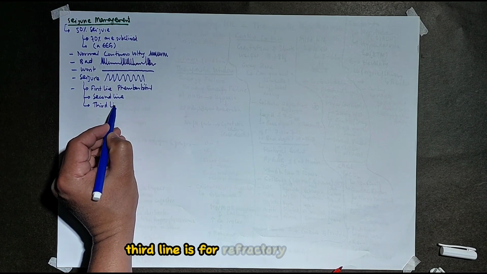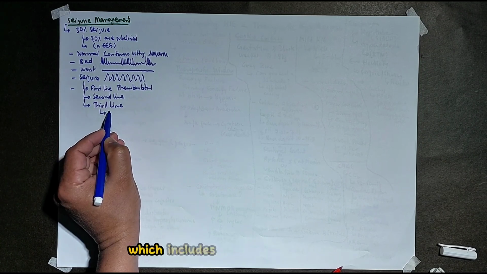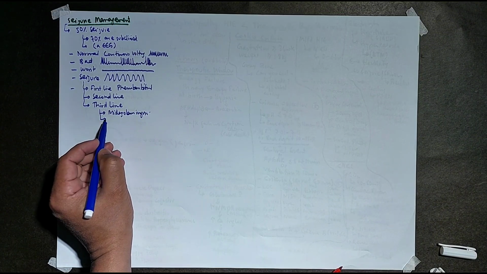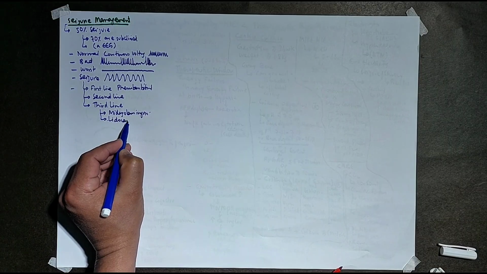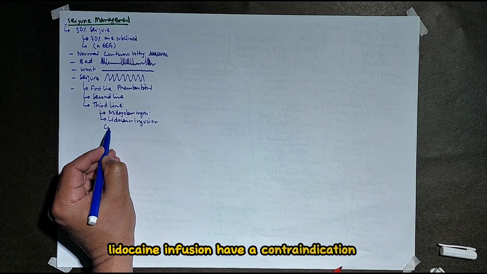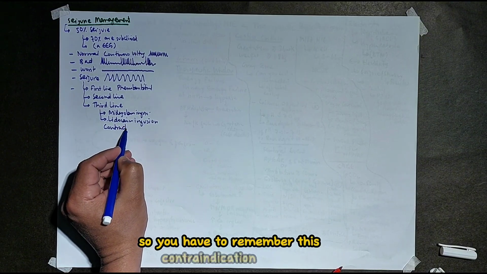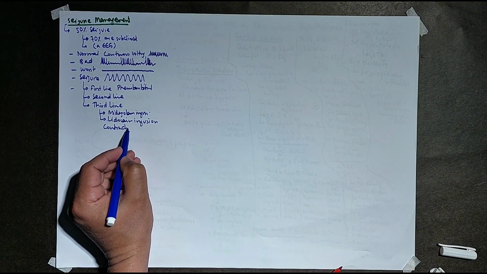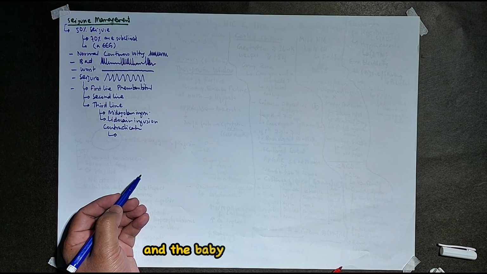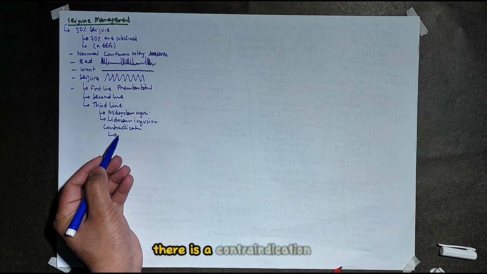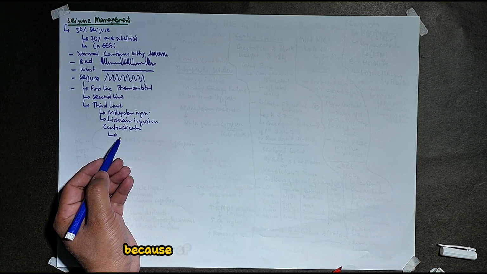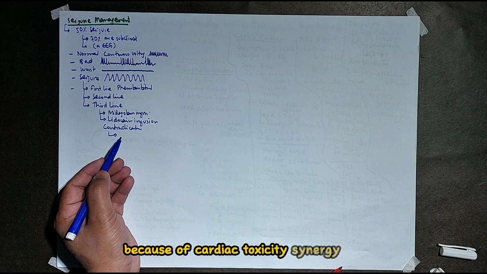Third line is for refractory seizures, which includes midazolam infusion and lidocaine infusion. Lidocaine infusion has a contraindication, so you have to remember this as well. If you are giving lidocaine and the baby is on phenytoin, there is a contraindication. Do not use lidocaine if the baby is on phenytoin because of cardiac toxicity synergy.